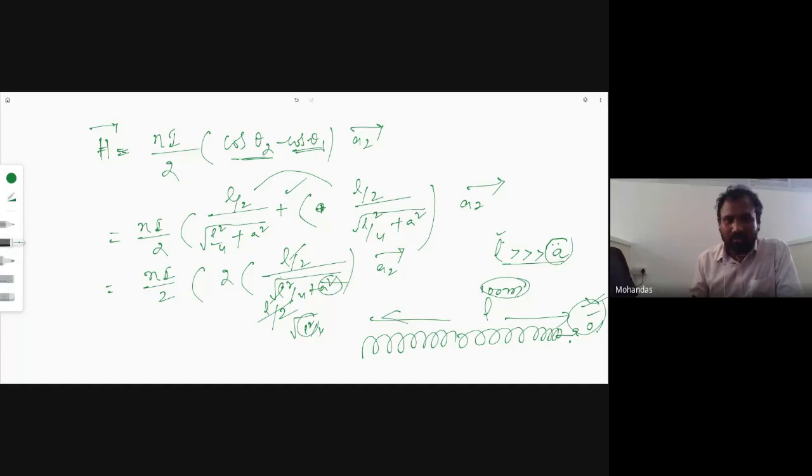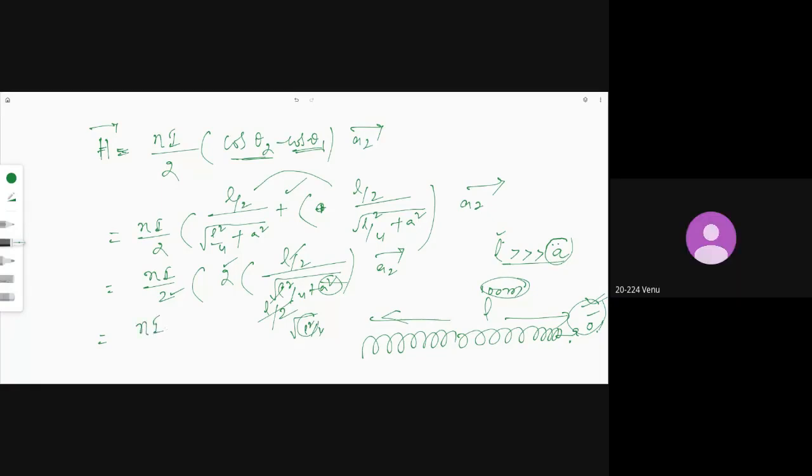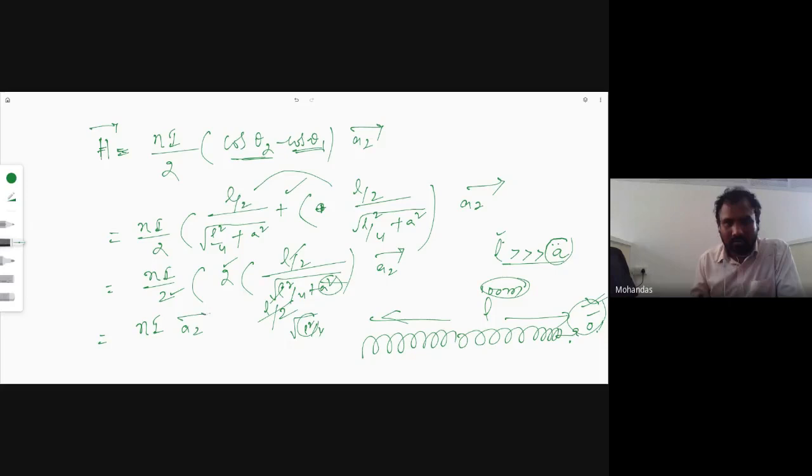Are you following or not? There is a 2 here and a 2 in the denominator. What remains in this equation? N I in the direction of a_z. This is very important. The magnetic field intensity at the center of the solenoid is N I a_z. This is the derivation.